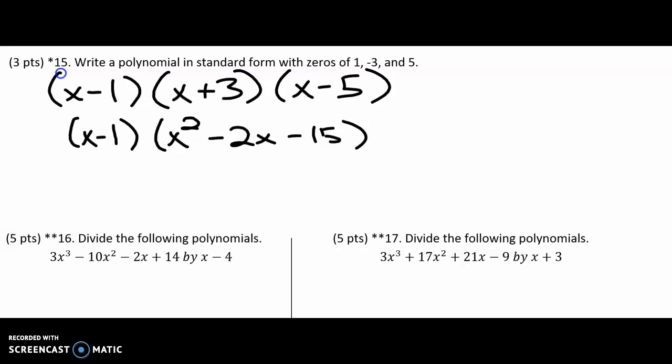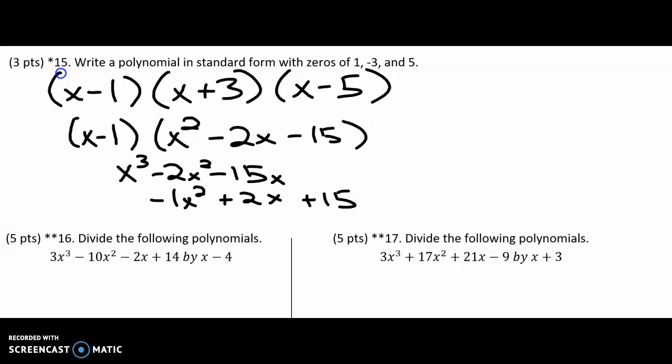Now I go ahead and FOIL it one more time. So I have x cubed minus 2x squared minus 15x. That was the x going through. Then I also have to take that -1 through. So -1x squared, +2x, +15. I combine all my like terms to get my answer. x cubed doesn't have a like term. -2x squared and -1x squared is -3x squared. -15x and 2x is -13x. And then finally plus 15.